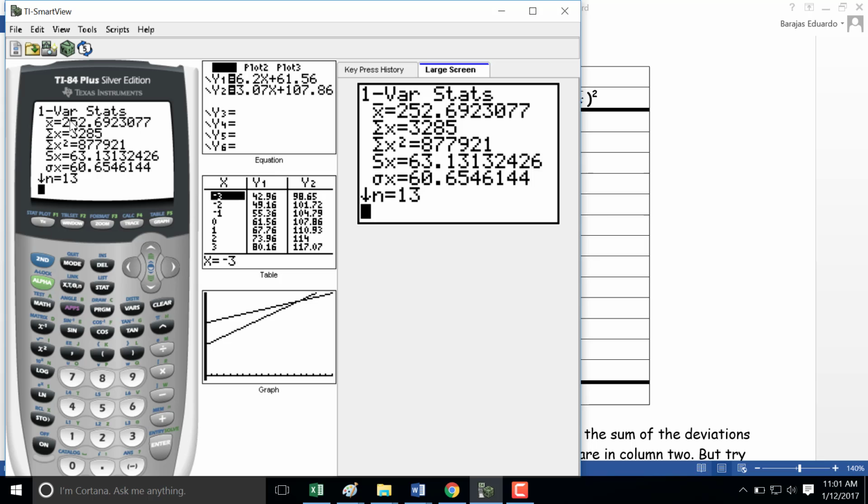So I can see that the mean is 252.6924. Let's just stick to one decimal place because there's going to be a lot of calculations. It's not as accurate, but I think you'll prove your point with one decimal place. So let's make it 252.7.